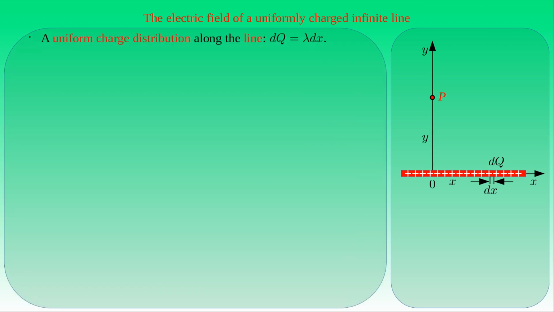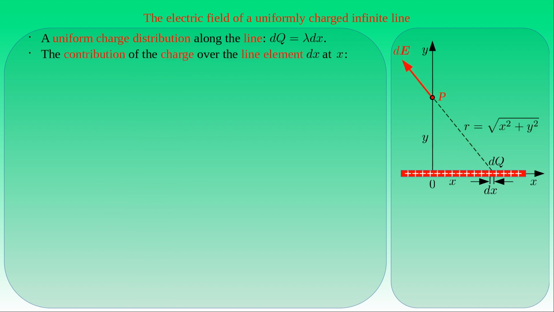For a uniform charge distribution along the line, the infinitesimal charge, or the charge element dq, in a small portion of the line at the distance x from the origin is equal to the product of the constant charge density lambda and the line element dx measured along the line. Then the contribution dE of the charge element dq to the magnitude of the electric field E is given by 1 over 4 pi epsilon naught, times the ratio of lambda times dx to r squared. Here r is the distance of the line element dx from the point P, which is equal to the square root of x squared plus y squared.